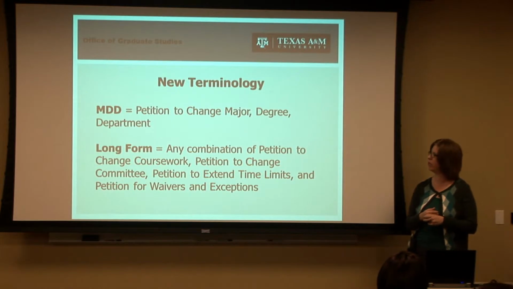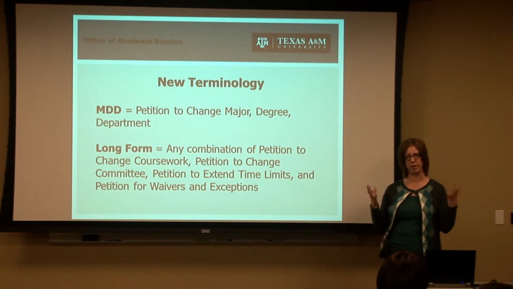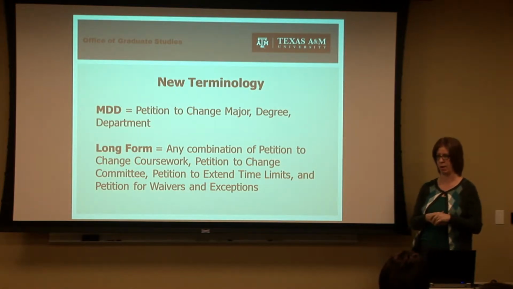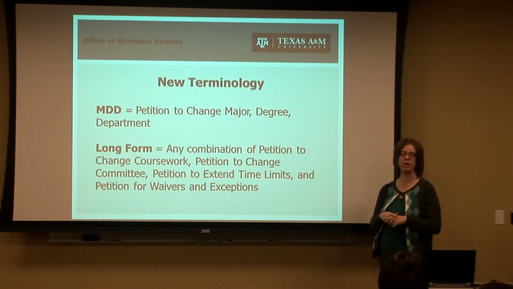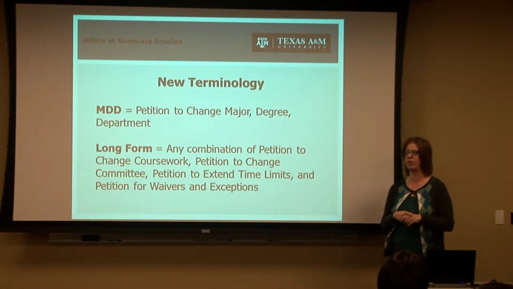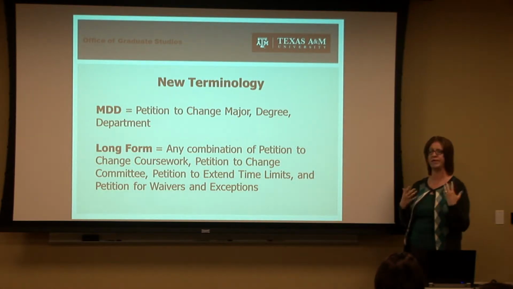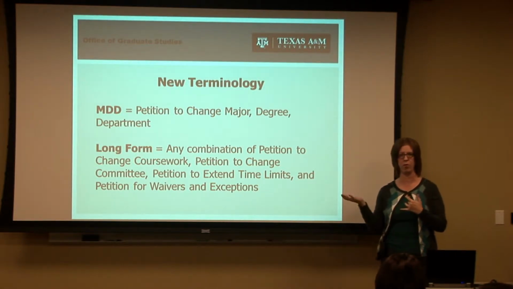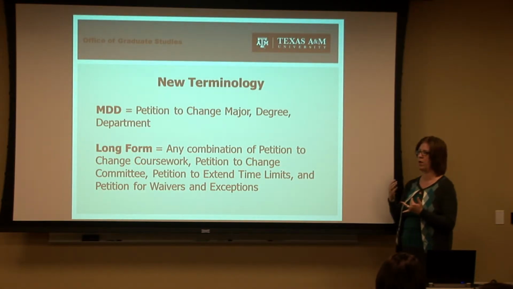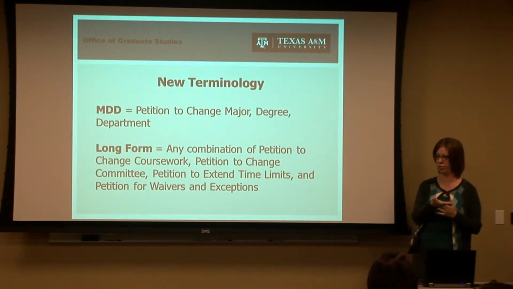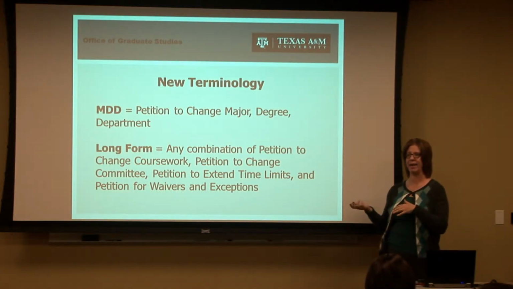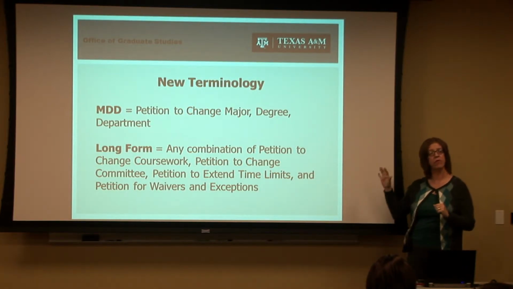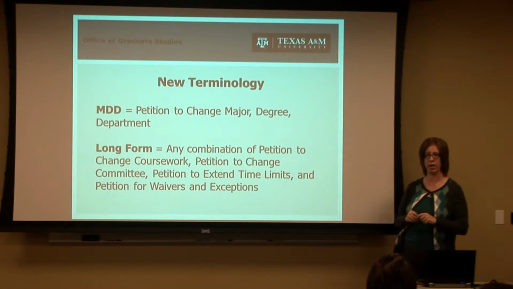And so what we chose to do is create the petitions in a little bit different way electronically than they have been by paper. The first document is called an MDD, and that's what a student is going to use if they want to do something to their major, degree, or department. They want to change it because they're going to move from a PhD down to a master's, they want to add a master's to a PhD, or if they've already added, they want to delete and take away the secondary program. Any of those changes are going to be done with an MDD.